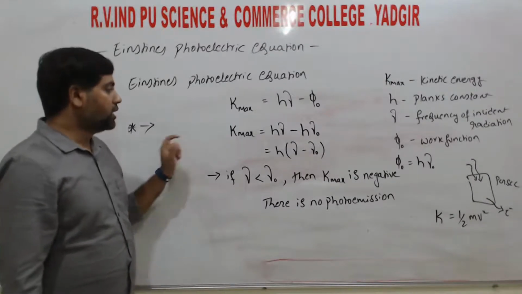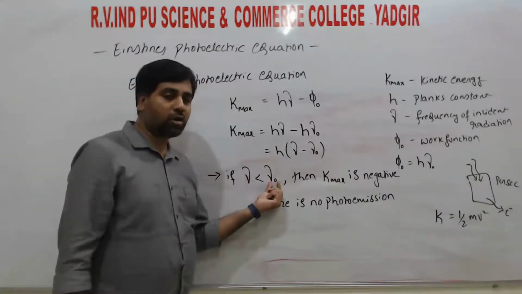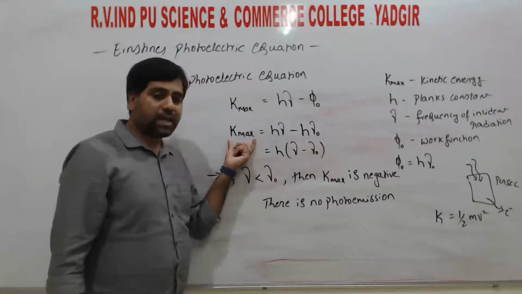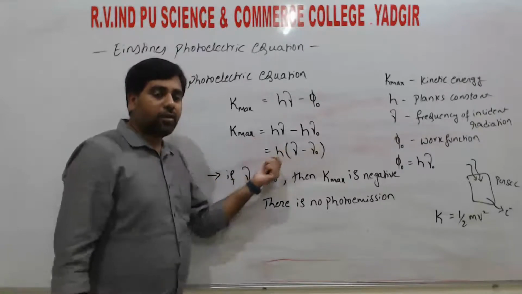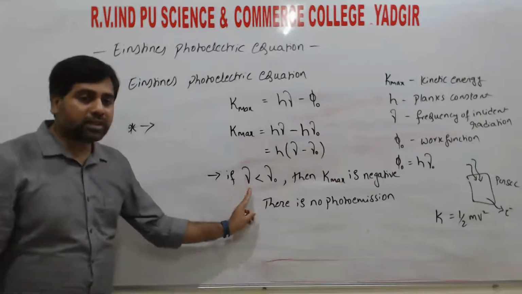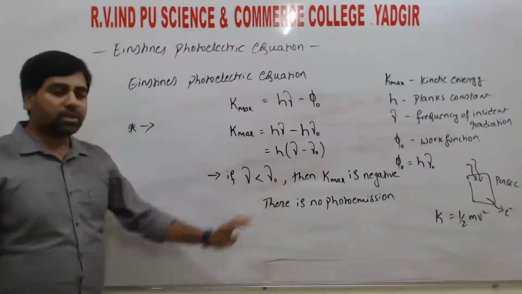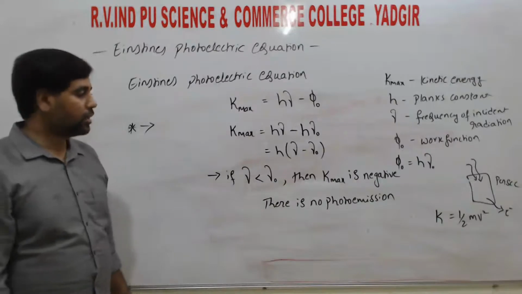So this one is the third point, right? If nu is greater than nu naught, then the kinetic energy has a positive value, then there will be photo emission. That is, only when the frequency is greater than the threshold frequency does the photo emission take place, right?